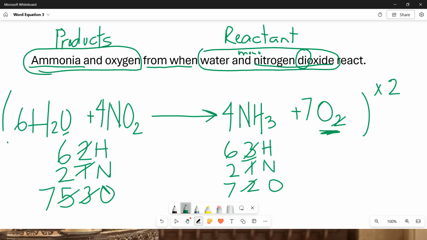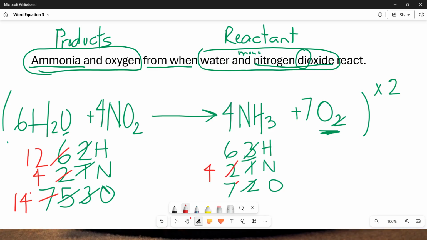So let's check our elements to make sure they're balanced. 6 times 2 is 12. 4 times 1 is 4. And then we have 6 oxygens in the water, and we have 8 in the nitrogen dioxide. That gives us 14 oxygens on the left. On the right, we have 4 nitrogens. We have 7 times 2, which is going to be 14 oxygens, and then 4 times 3 is going to give us 12. And that balances the equation.